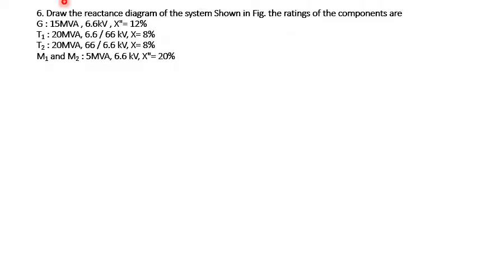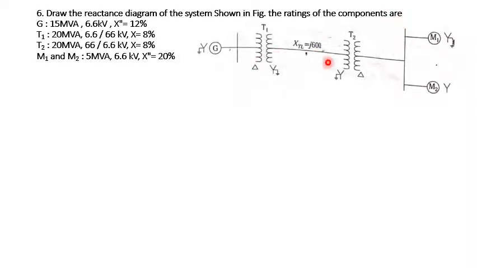Okay, let's discuss one of the numericals: draw the reactance diagram of the system shown in the figure. The ratings of the components are as follows. This is the single line diagram. We have the generator, the rating is 15 MVA, 6.6 kV, subtransient reactance of 12%. Then we have a transformer, 20 MVA, the primary side is 6.6 kV, 66 kV. Sometimes they won't mention which one is primary and which one is secondary.